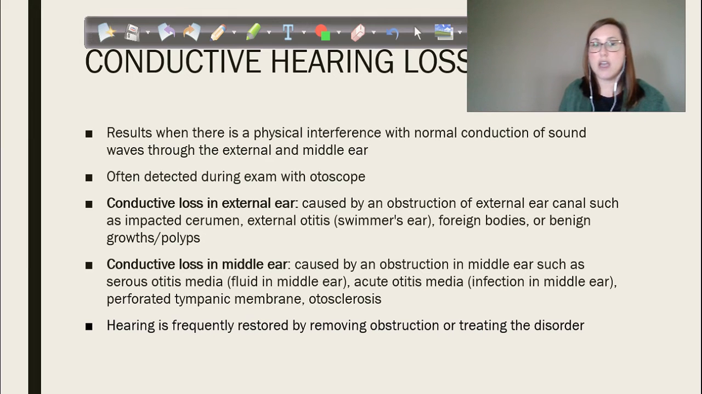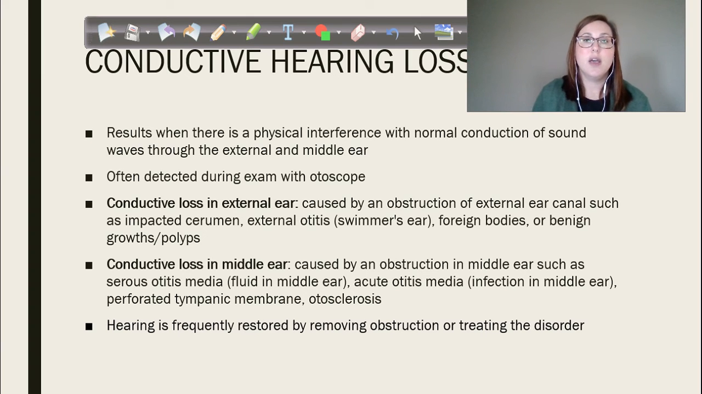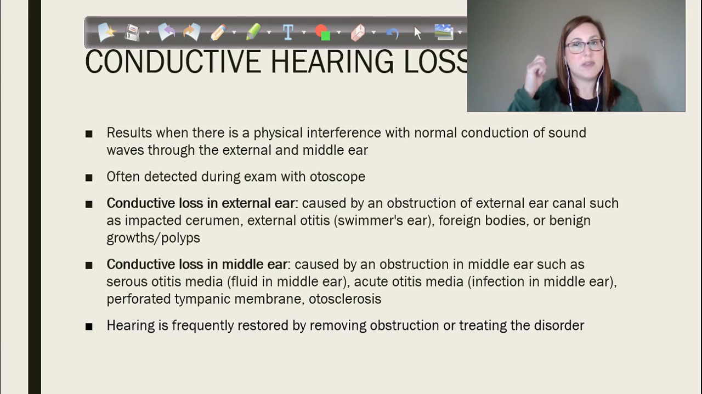So the amount of sound that is reaching the inner ear is less than what it should be. Usually it's detected during exam with an otoscope. An otoscope is that little device that the doctor uses to look into your ears. Conductive loss in the external ear is usually caused by an obstruction, like impacted cerumen.